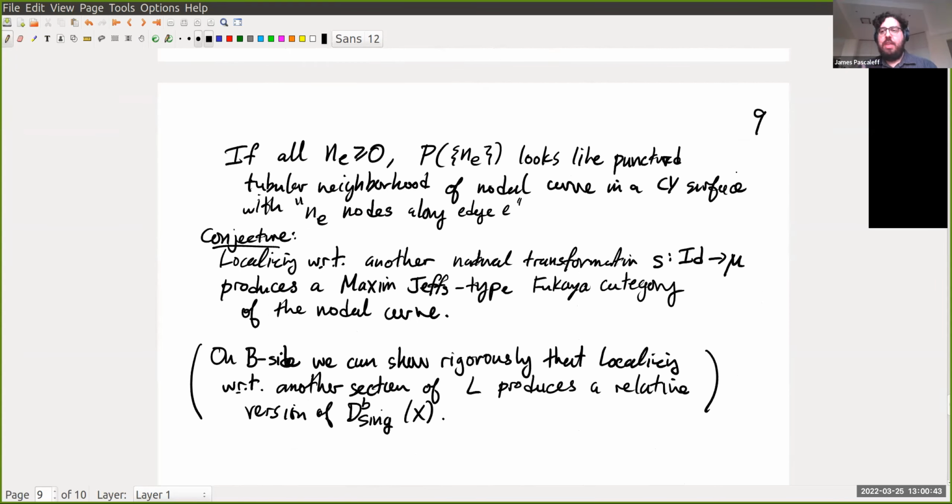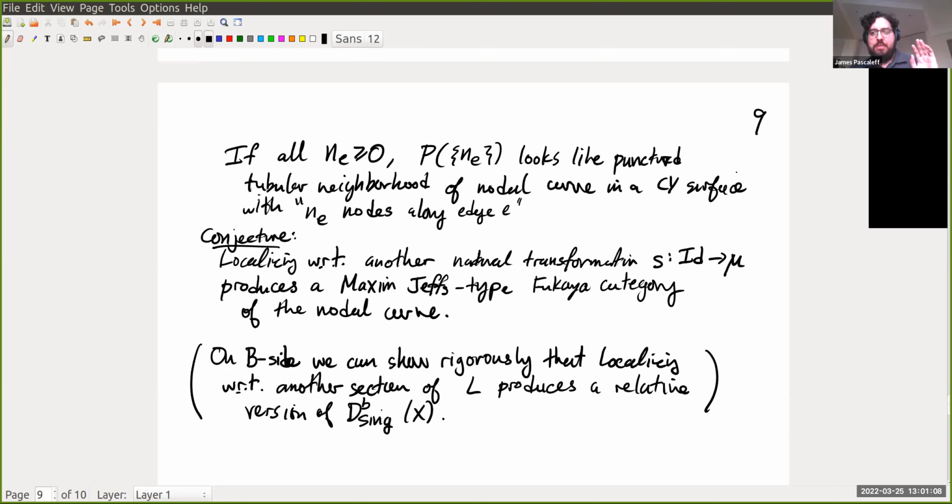That's what Maxime Jeffs studied. So I guess I'll say it as a conjecture that you can construct another natural transformation from the identity to mu, and localizing with respect to that, you're going to produce the Fukaya category of a nodal curve, a nodal Riemann surface. That does match on the B side. We can do that rigorously.